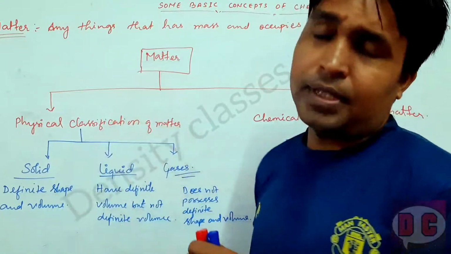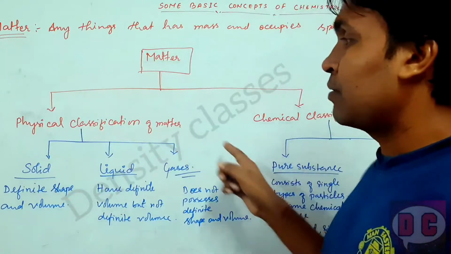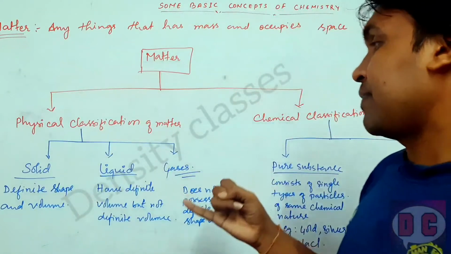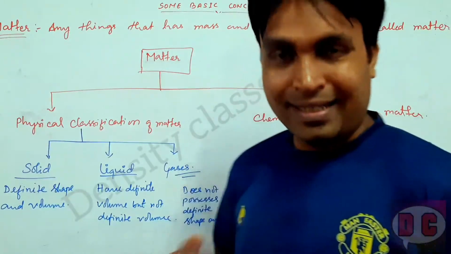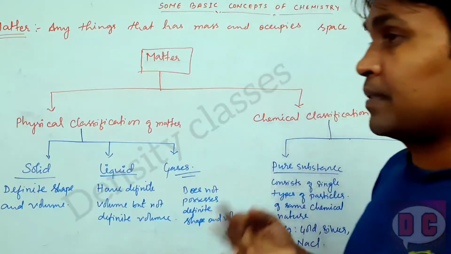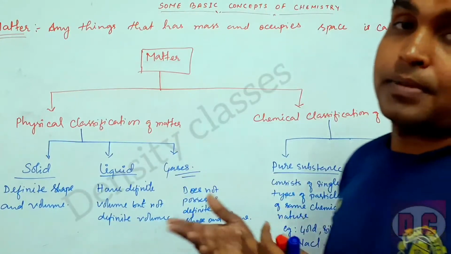All this you have learned in class 9, just revision. So this is the basic information about the physical classification of matter. On the physical basis, we have classified matter into three: solid, liquid, and gases. Solids have definite shape and volume. Liquids do not have definite shape. Gases do not have definite shape and volume.